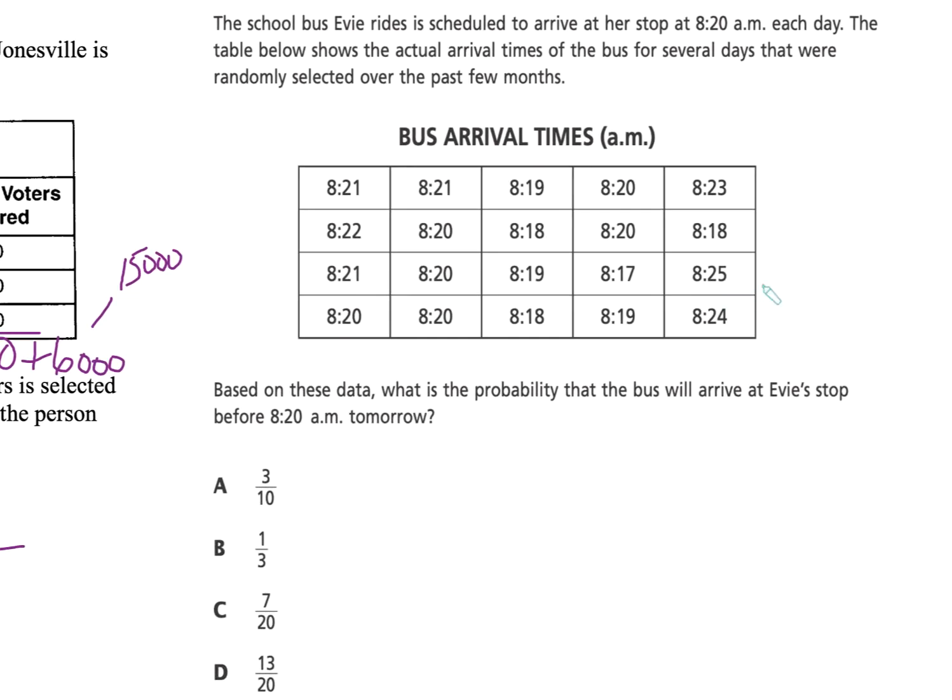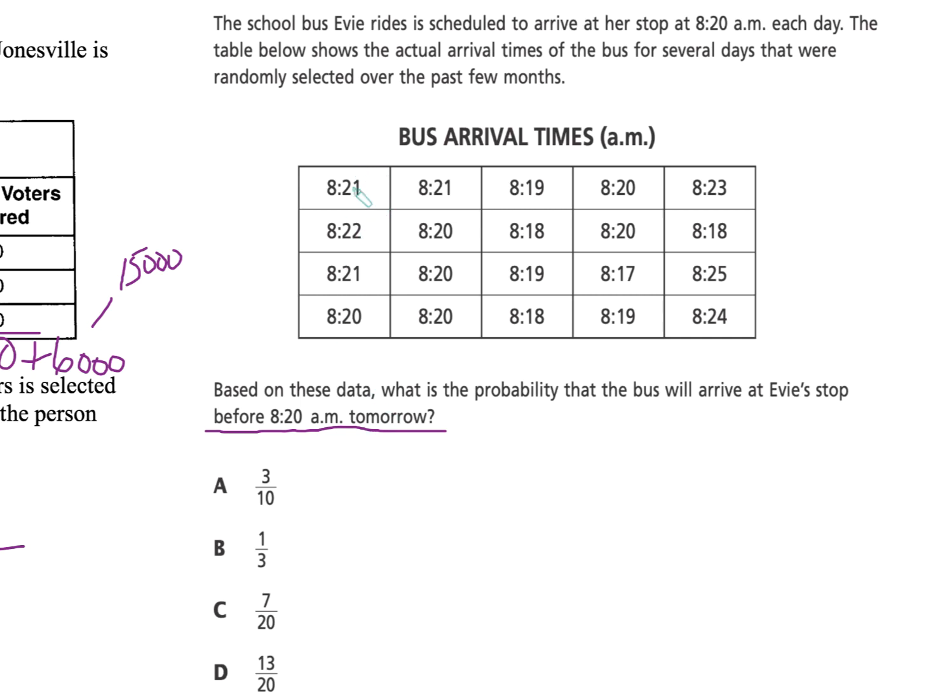Okay, our next question states the school bus EV rides is scheduled to arrive at her stop at 8:20 a.m. each day. The table below shows the actual arrival times of the bus for several days that were randomly selected over the past month. So these are all the bus arrival times. Now, based on these data, what is the probability that the bus will arrive at EV's stop before, and the keyword here is before 8:20 a.m. tomorrow. So we want the bus to arrive before 8:20.